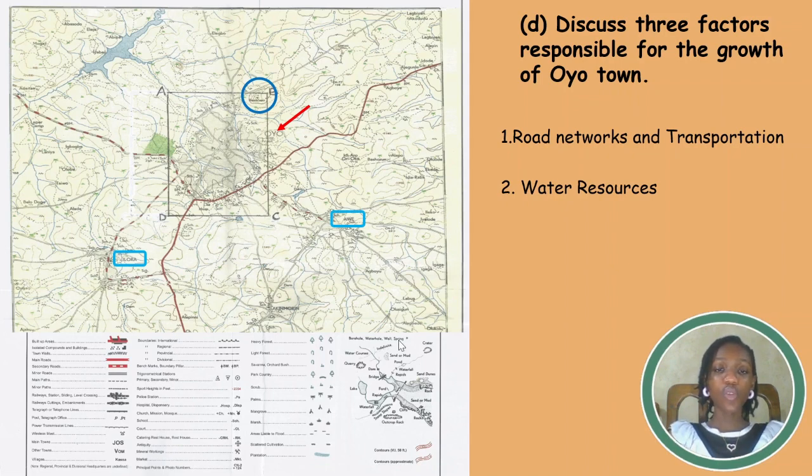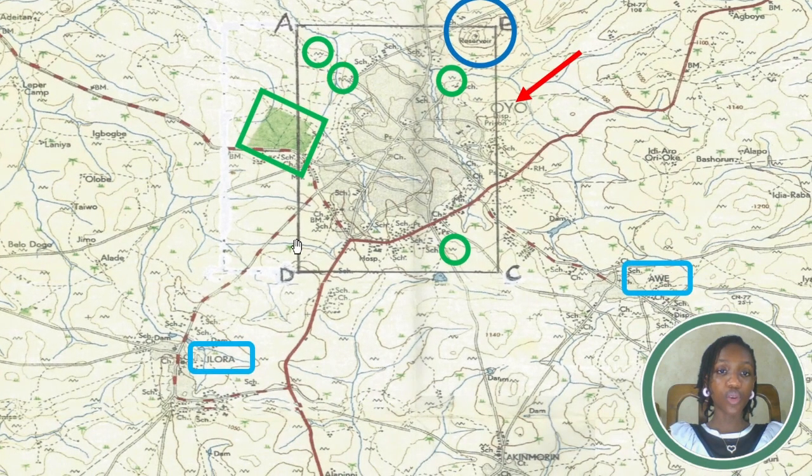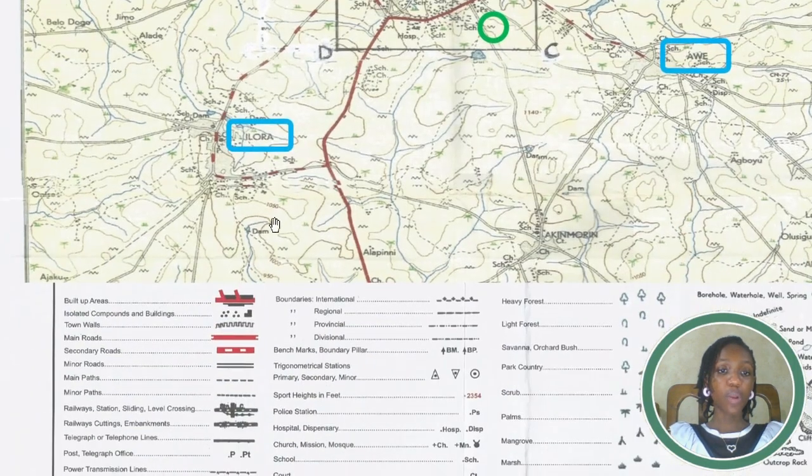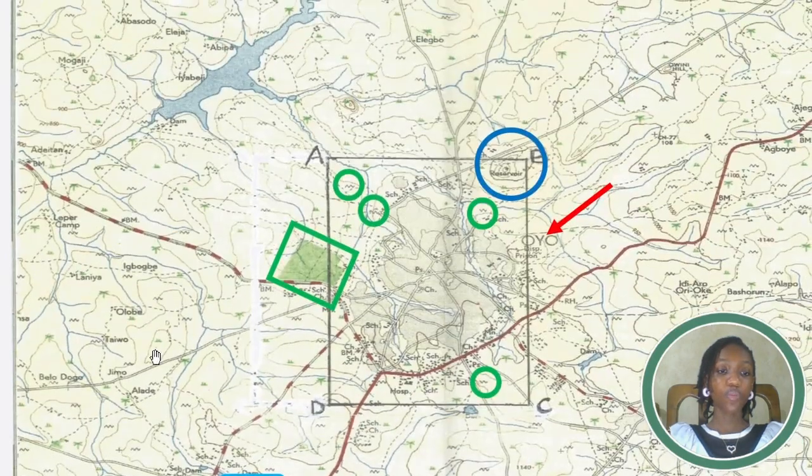Thirdly, the scattered cultivation and plantation, which is a large farm that specializes in planting cash crops, and usually only a single type of crop is grown there, like cocoa, sugarcane, etc. This also tells us that agriculture plays a major role in the growth of Oyo town. Zooming in here, we can see all the scattered cultivations in smaller circles. Here is the big plantation. Down here, we can see the plantation and the scattered cultivation symbols.